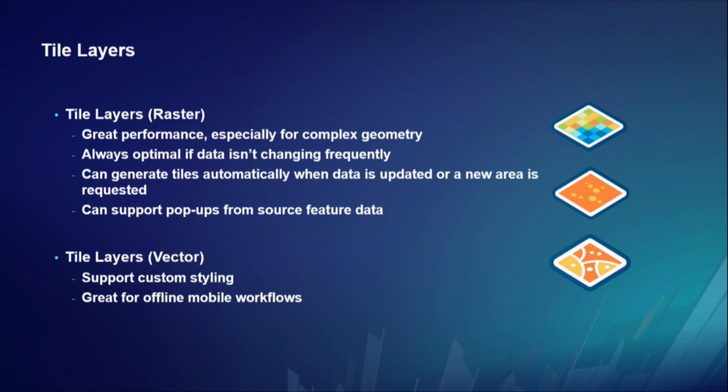And hopefully you're aware that Esri has two flavors of tile layers. They can be raster or vector. Raster's been around for a long time. It's the traditional type of tile cache. Vector tiles are a little bit more recent development. And those raster tile layers provide great performance. That's what we were looking at in that earthquake app on the left-hand side, and especially for anything that has a really complex geometry. It's always optimal if that data isn't changing frequently because you'd have to recook that tile cache in order to show any new changes. So for static foundational type data, we always tend to recommend tile layers for that.